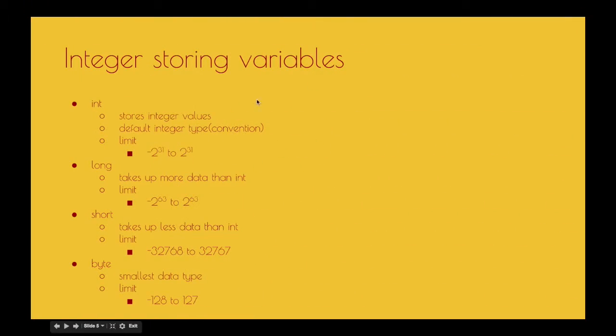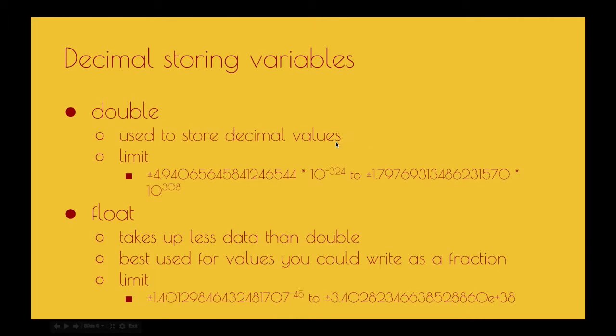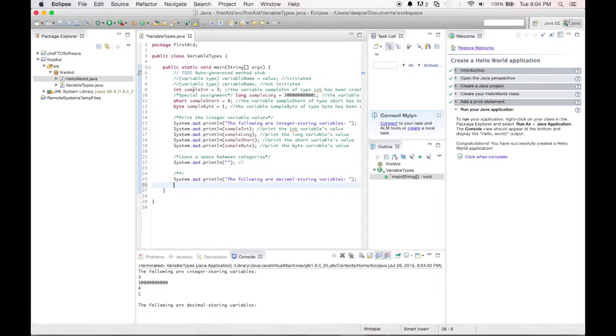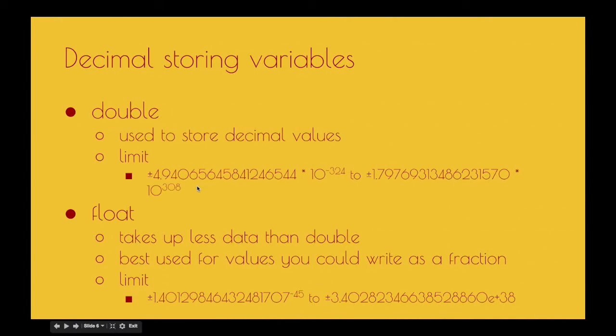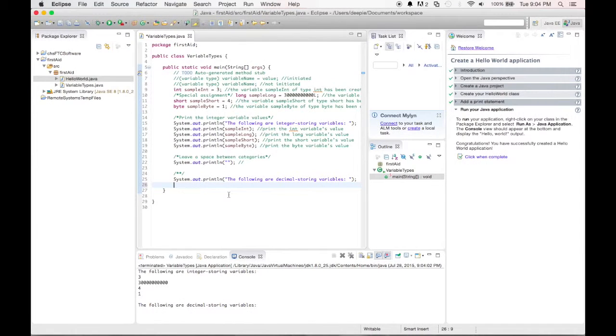So we've finished integer storing variables, and now we're going to move on to decimal storing variables. Don't be afraid, I know these are very crazy numbers, bear with me. Now, the double variable, similarly to the int, is a default variable type considered by programmers. So if you were to create a decimal value, you would use the double. It's literally the Goldilocks. So you would just use a double variable. So here we're just going to define a double variable.